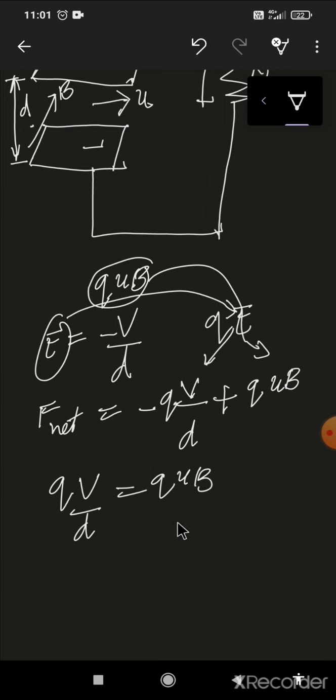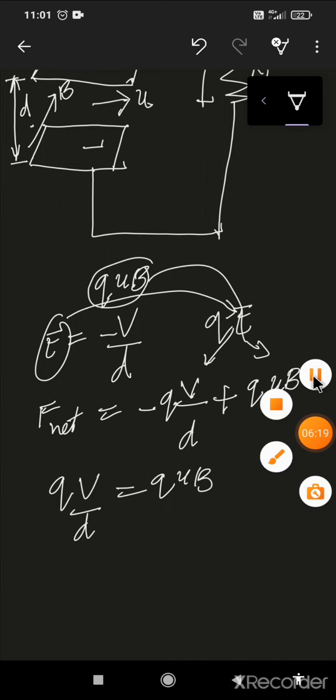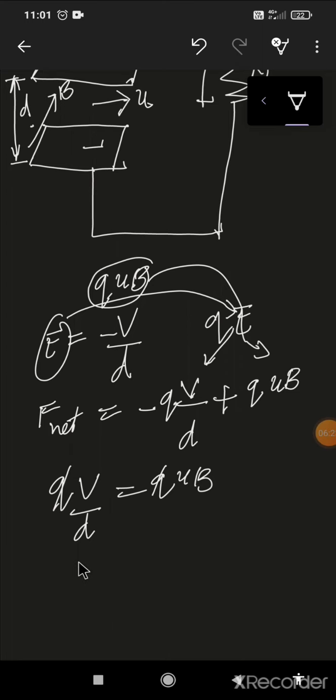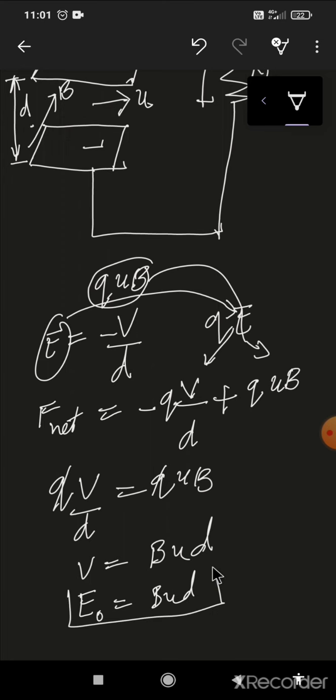So if F net is 0, then QV/D will be equal to QUB. So V by D equals UB, Q and Q cancel, so voltage V will be equal to BUD. That open circuit voltage, which we denote as E0, will be equal to BUD. So this is the open circuit voltage, that is BUD.